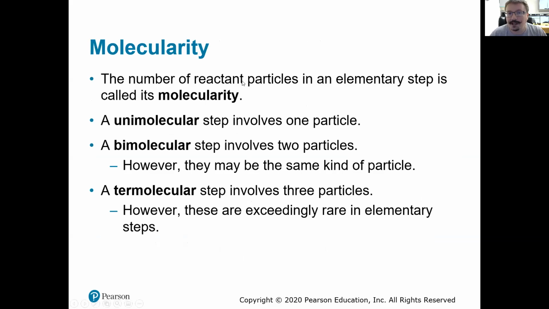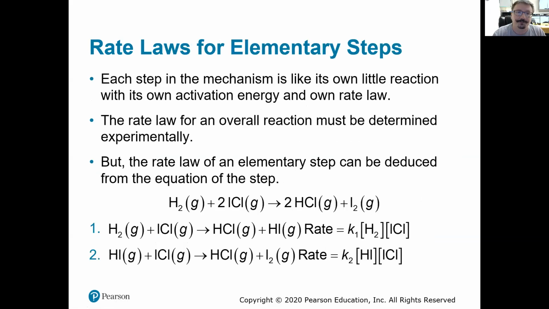So we have this term molecularity. This essentially just means how many particles are involved in that reaction. So unimolecular step involves 1 particle. So that's probably just a decomposition. Bimolecular would be 2 coming together, and termolecular would be 3 or more particles. And these are actually very, very rare. Because if you think about the likelihood of multiple particles coming together in just the exact right conformation at the exact right moment in time, it's more and more rare.